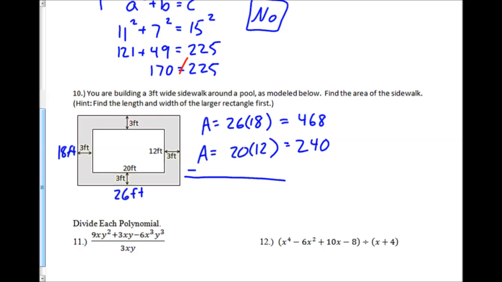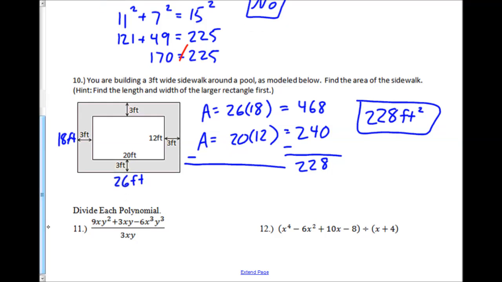And then I have to subtract these two because, again, I'm finding the area of the whole thing and taking away that area in the middle. So when I subtract these, I'm going to get a 228. Okay? So it's 228 square feet.